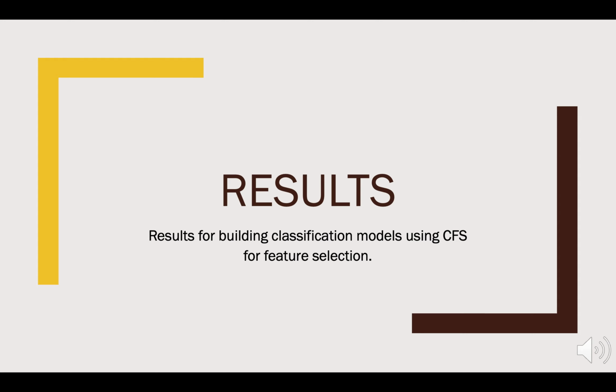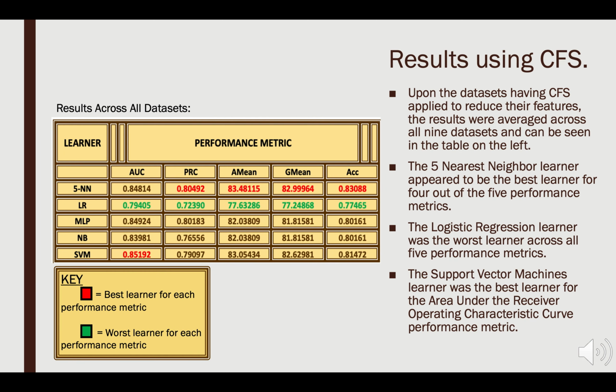Results. Results for building classification models using CFS for feature selection. Results using CFS. Upon the datasets having CFS applied to reduce their features, the results were averaged across all 9 datasets and can be seen in the table on the left.